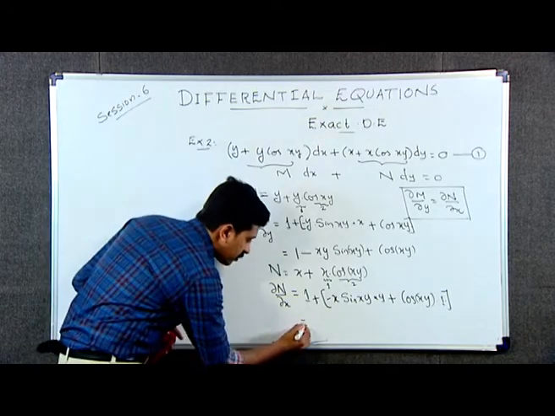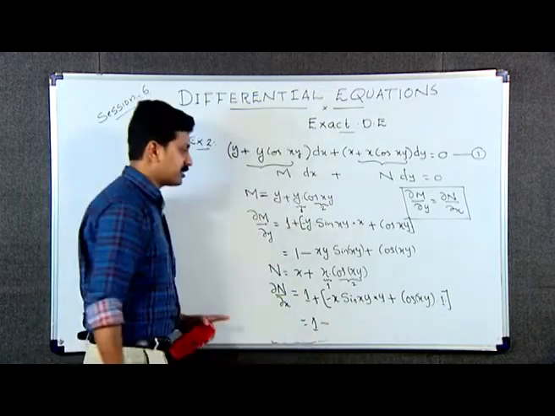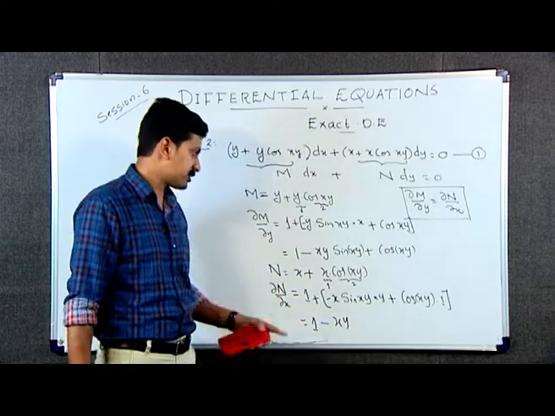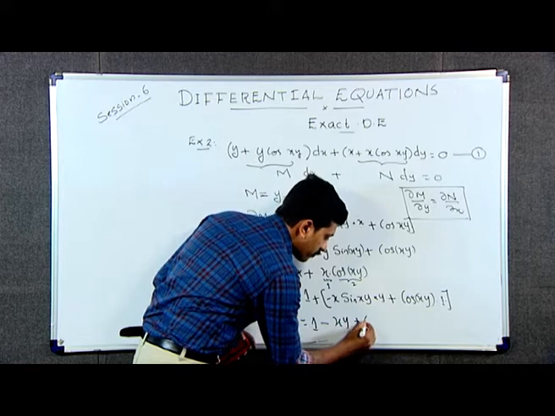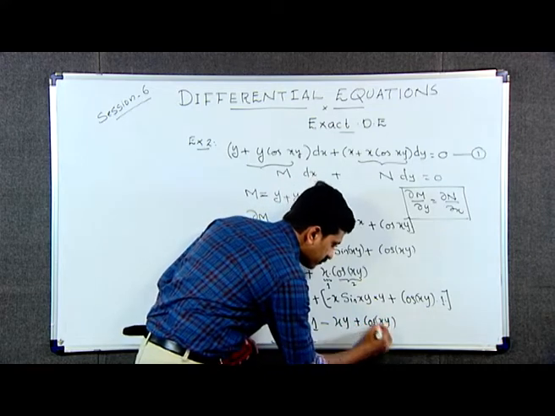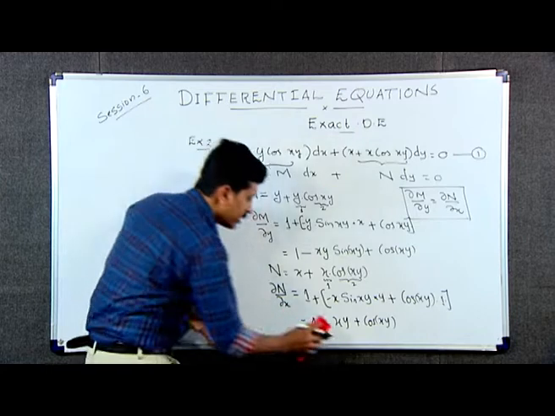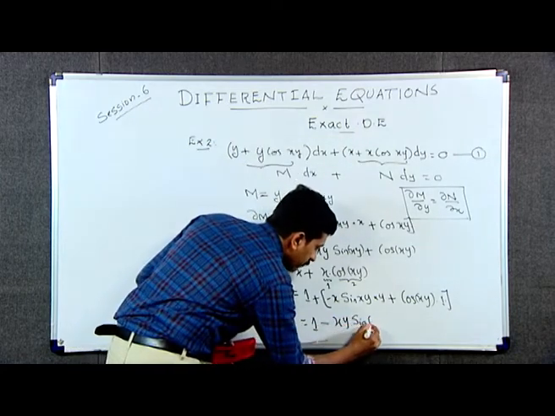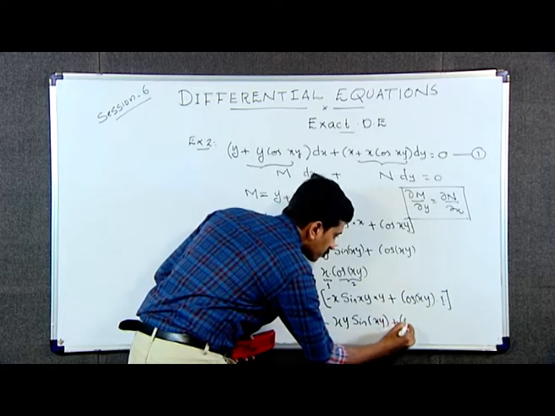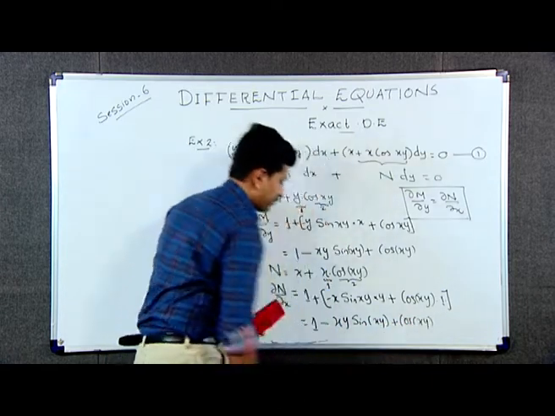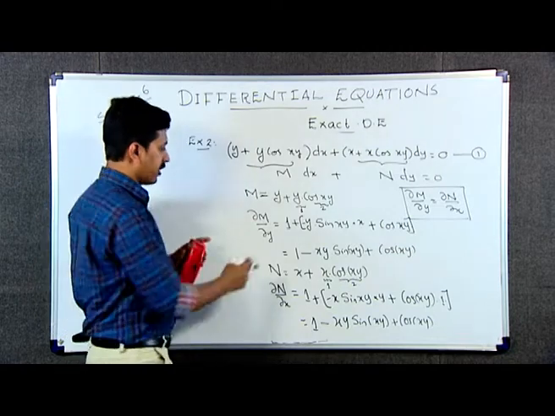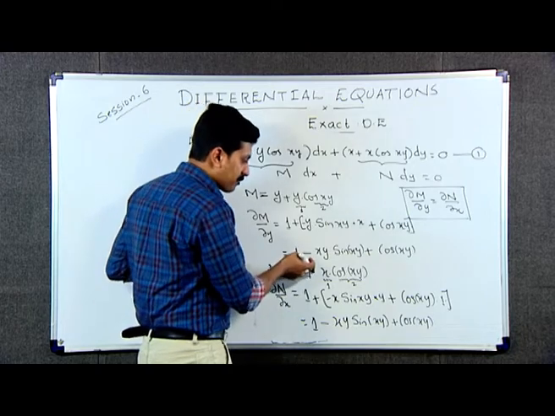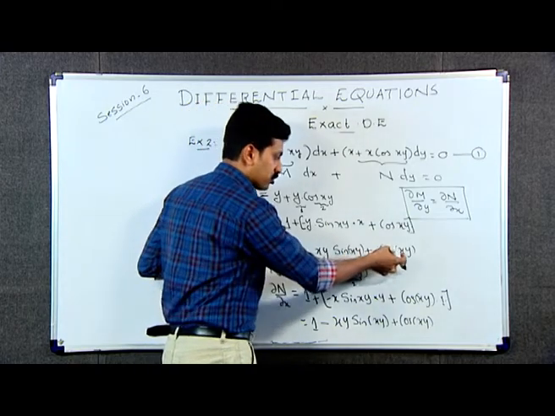See, this is equal to 1 minus xy sin of xy plus cos of xy. This is dou N by dou x. Dou M by dou x is equal to 1 minus xy sin of xy plus cos of xy.